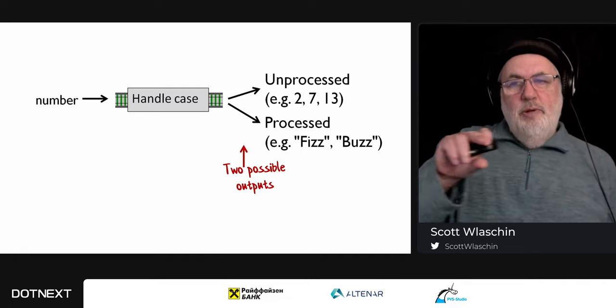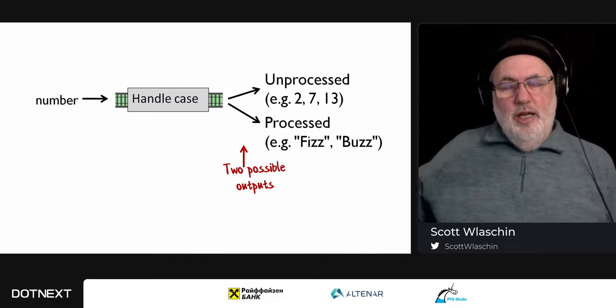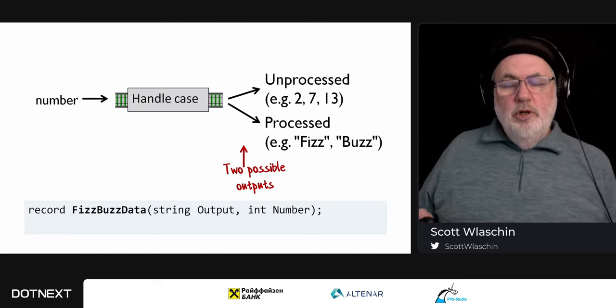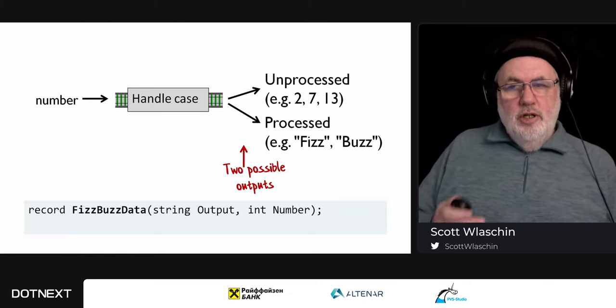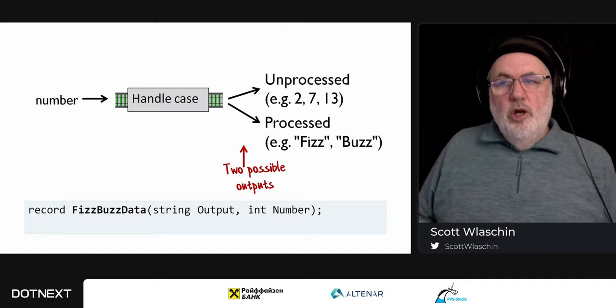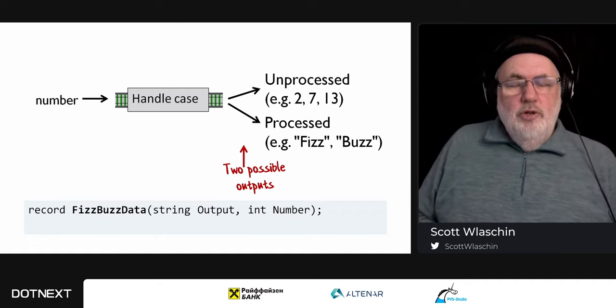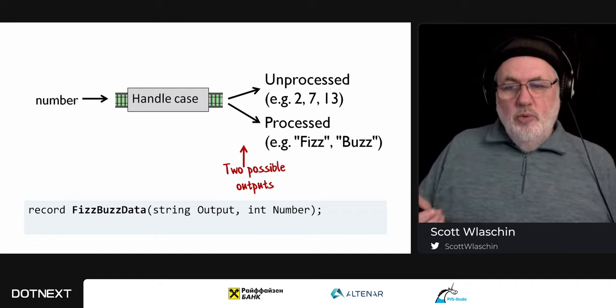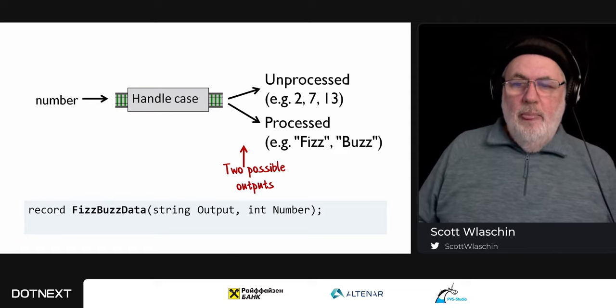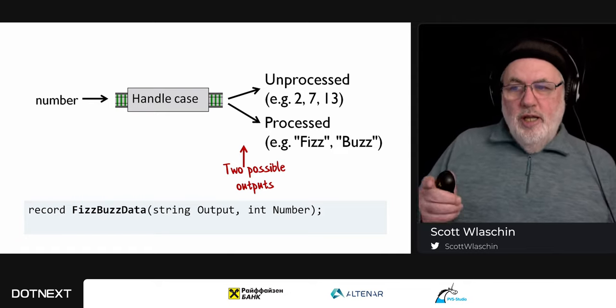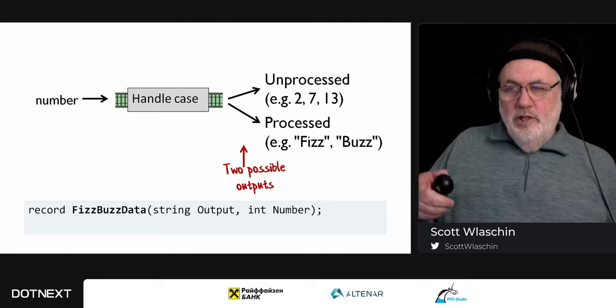And that data has to be passed down the pipeline to the next case, right? So what I'm going to do is create a special data structure that I'm going to pass down the pipeline. This is quite a common thing you have to do, but it's one line of code, so it's not that big a deal. And it's got two fields. One is the output, and the other is the number that's being passed around.